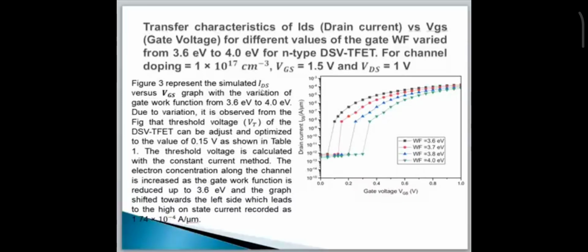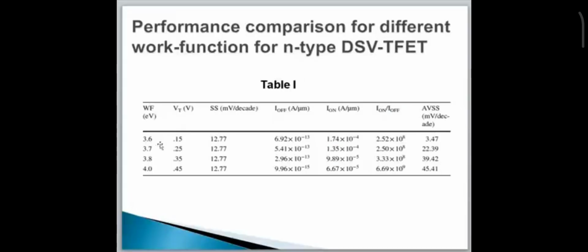Figure 3 represents the simulated IDS versus VGS graph with the variation of gate work function from 3.6 electron volt to 4.0 electron volt. Due to the variation in the work function, it is observed from the figure that the threshold voltage of the device can be adjusted and optimized to the value of 0.15 volt. From the table, you can note the optimized threshold voltage value at 3.6 electron volt.